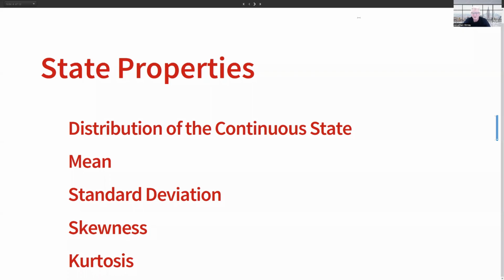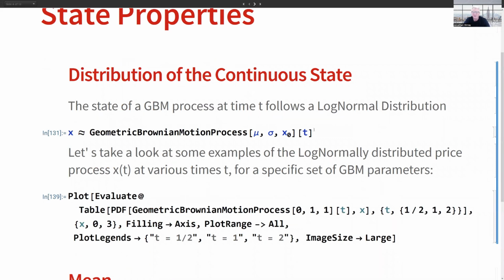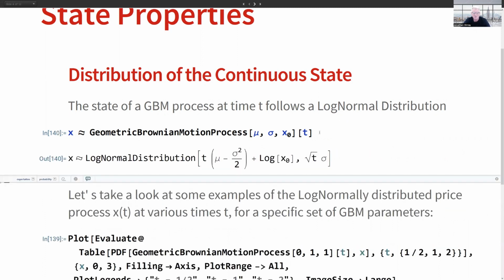I want to come on now to discuss the properties of the state of a GBM process, beginning with its distribution. And as we discussed previously, if X is distributed as a geometric Brownian motion process with parameters mu, sigma, and initial value x0, then the distribution of X at time t is log normal, with mean log x0, that's log of the initial value of the process, plus t times mu minus sigma squared over 2. And the standard deviation is sigma root t.